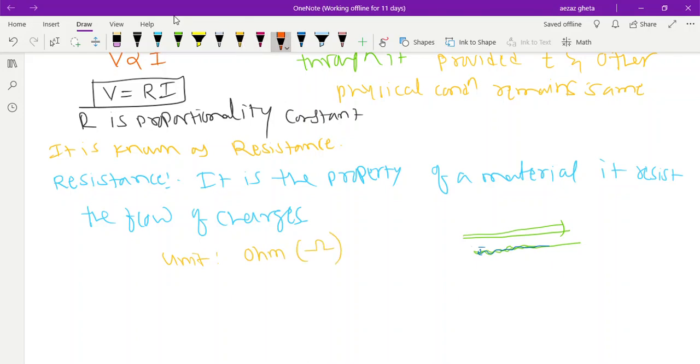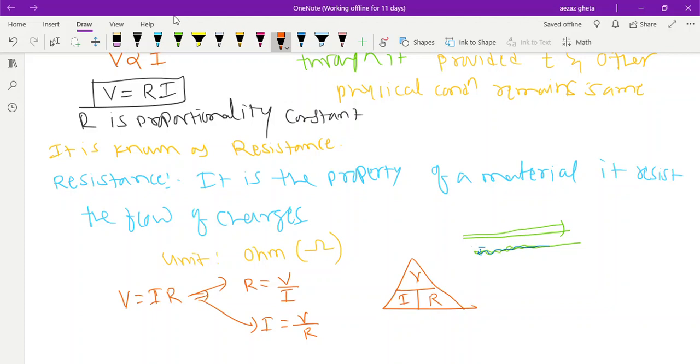Omega it is called. Now what is the Ohm's law formula? We have V is equal to IR, you can say, or RI. From this we can make R, resistance, is equal to V by I, or even you can make I is equal to V by R. You can say a magic triangle. Here if you write V, here I, and here R.